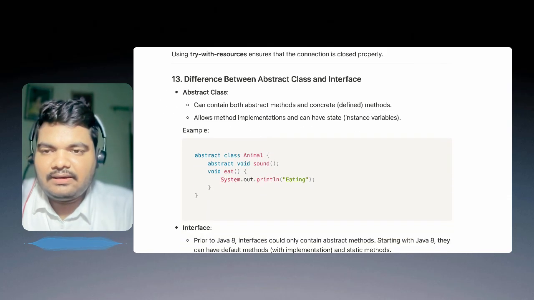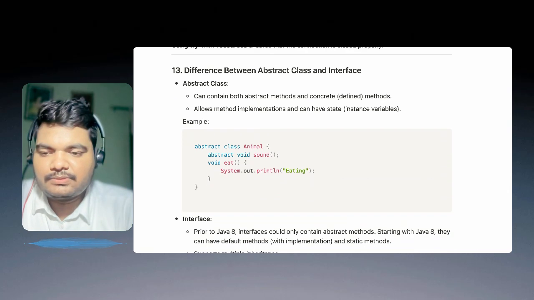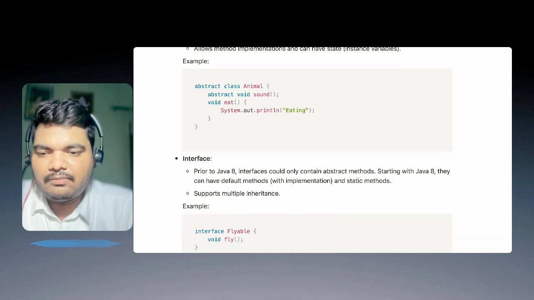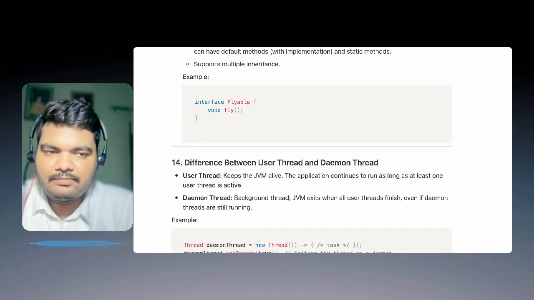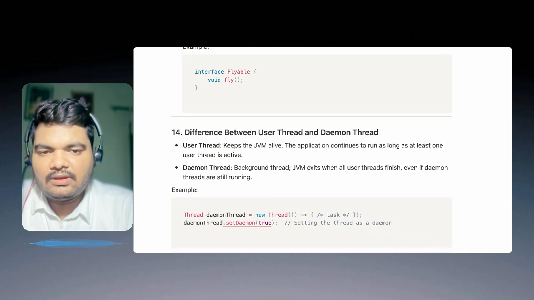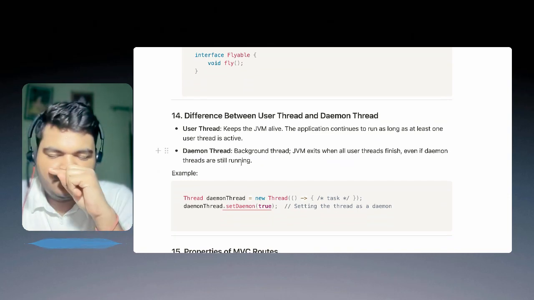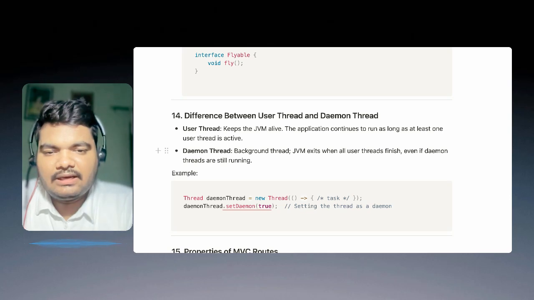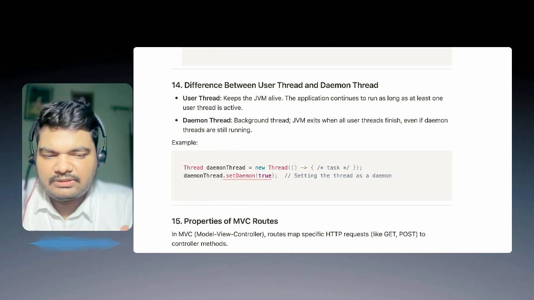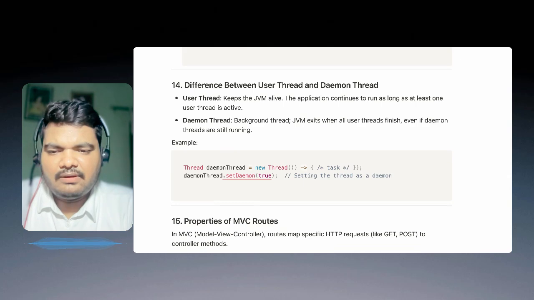Then we have the standard abstract class and interface, the OOPs concept, right? The difference between both of them. Why do we use them, and what different purposes do they serve? So you must know that. Thread, different types of thread, basically user thread and daemon thread. A small example, I hope, below I've given in detail.